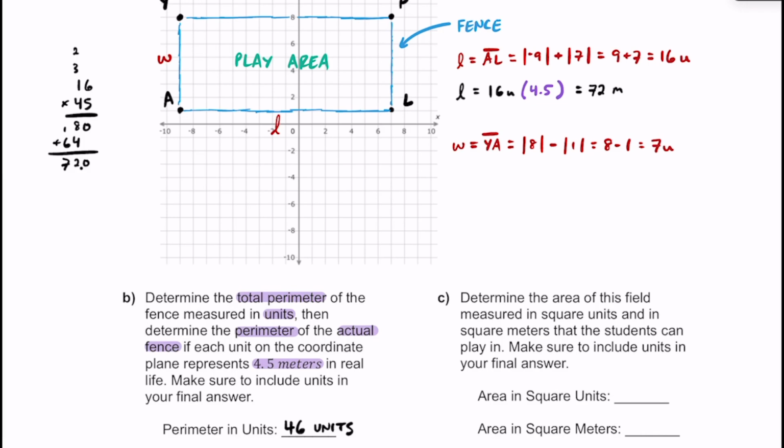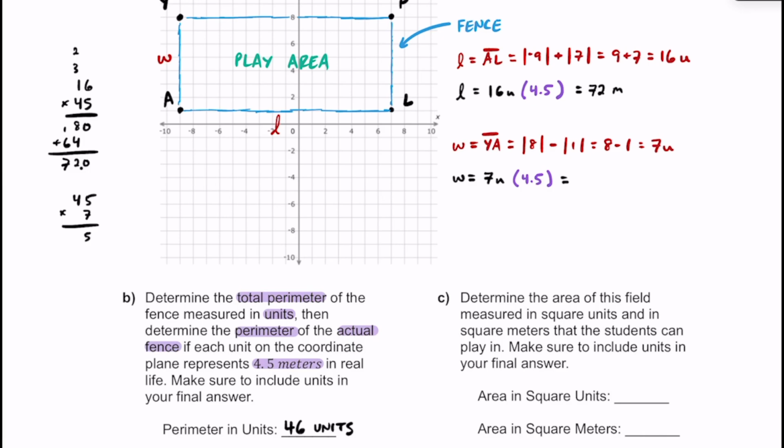That's going to be the length here. Okay, what about the width? Well, the width here we know is 7 units, but we're going to convert it to meters. So each of these 7 units, we've got to multiply by 4.5. So let's say we have 7 times 4.5, which is just 45 times 7, and then we'll put the decimal back in just a moment.